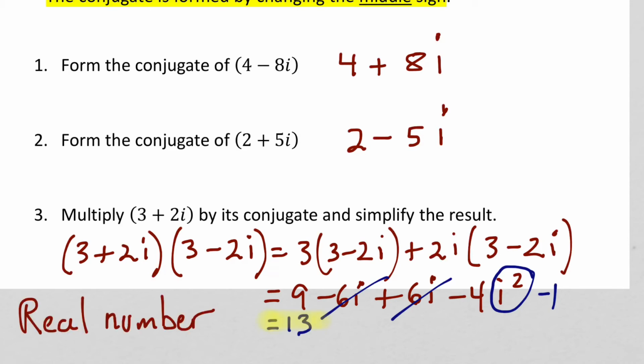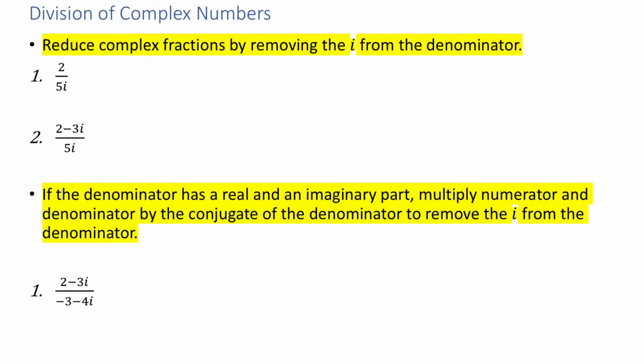So multiplying a complex number a plus bi by its conjugate a minus bi results in a real number. And that's how we remove an i from the denominator to reduce a fraction that has an i in the denominator. So that leads us to division of complex numbers.